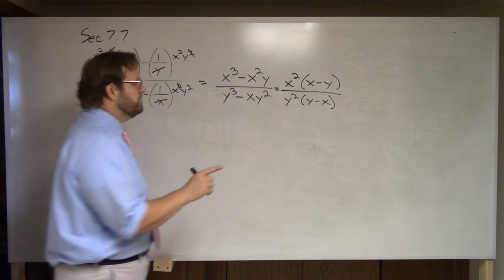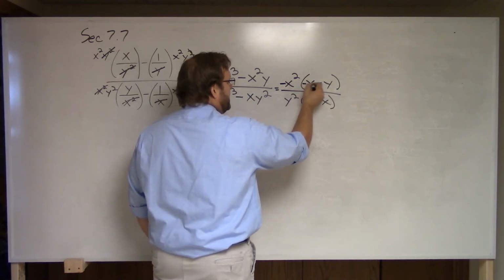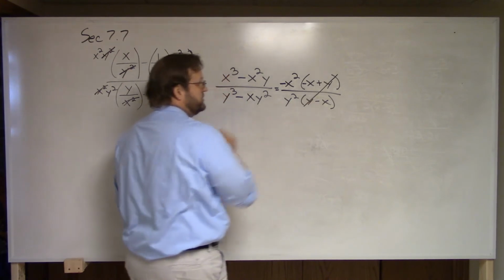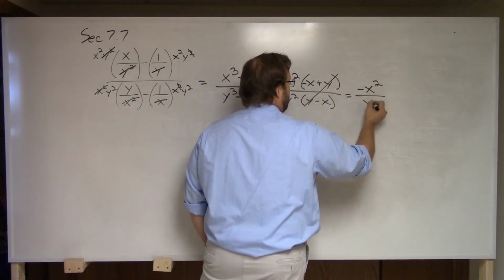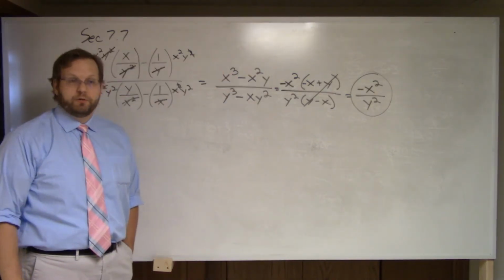So what I'm going to do to fix that is I'm going to take a negative out of the top, which will change those signs. Now those match and can be reduced out. So what I'm left with is that. And we're good to go.